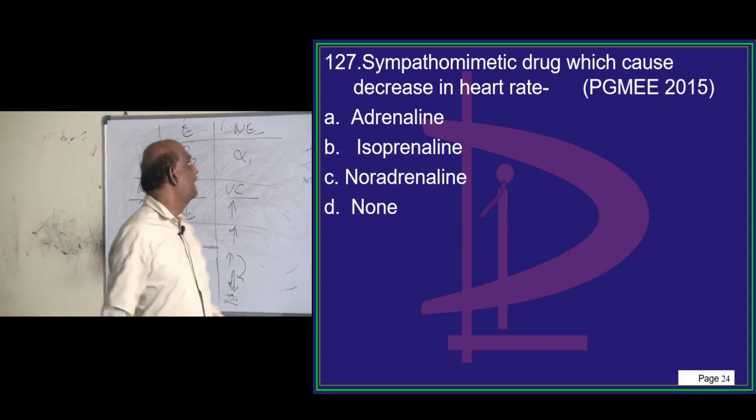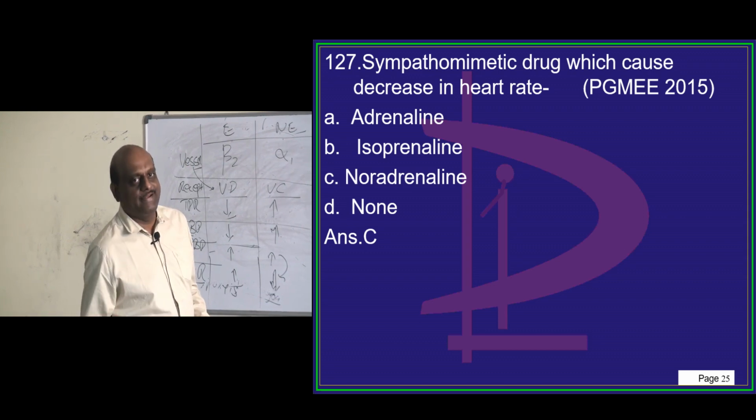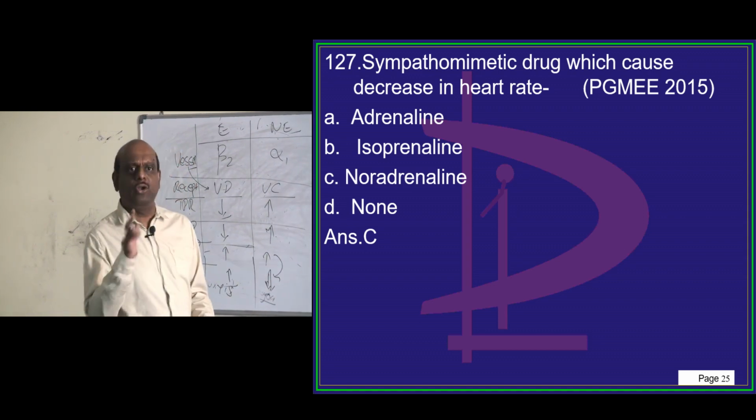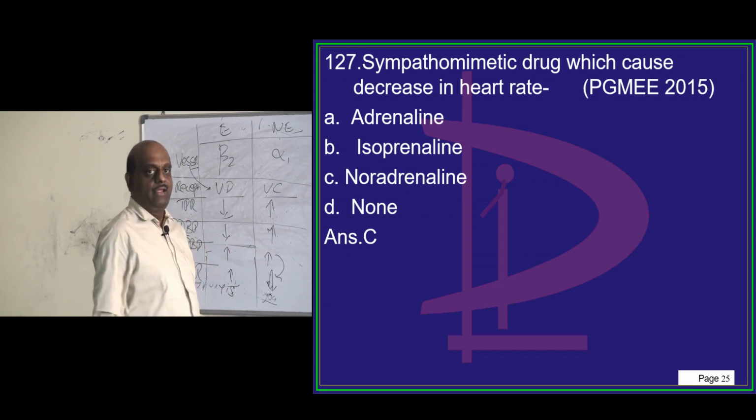Sympathomimetic drug which causes decrease in heart rate. You just read it: norepinephrine, strong vasoconstriction, rise of both SBP and also diastolic BP, and that leads to development of bradycardia is what you need to remember.